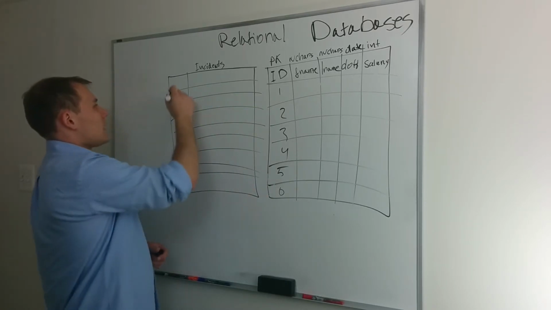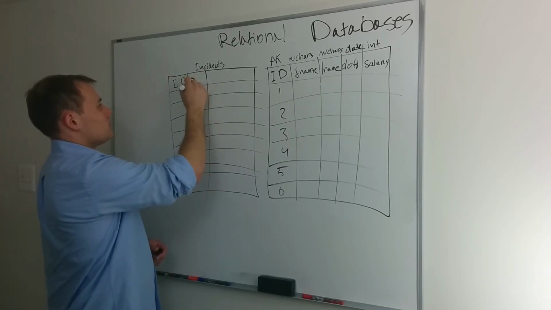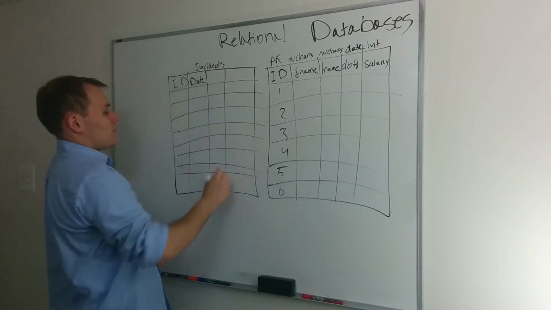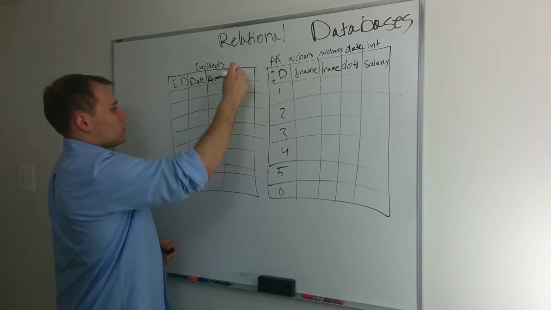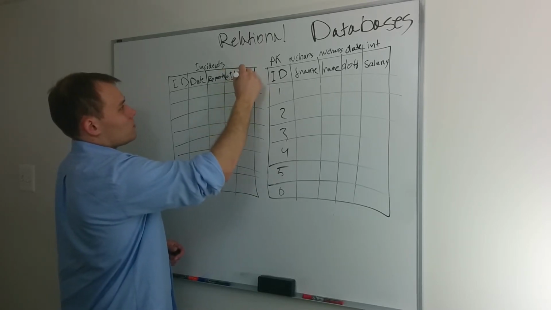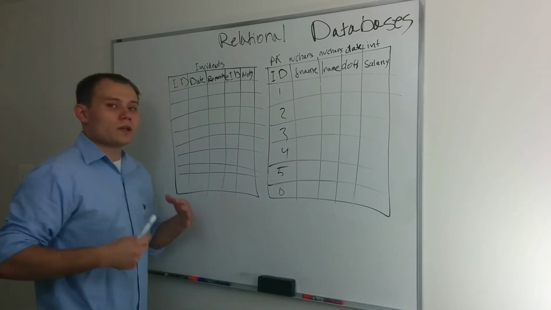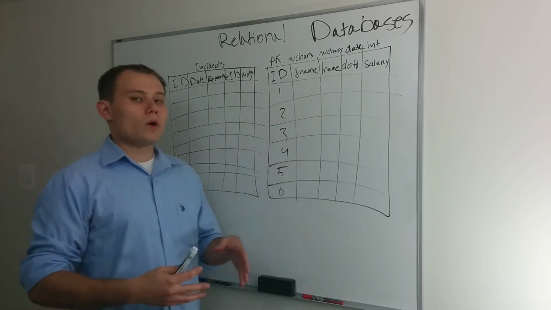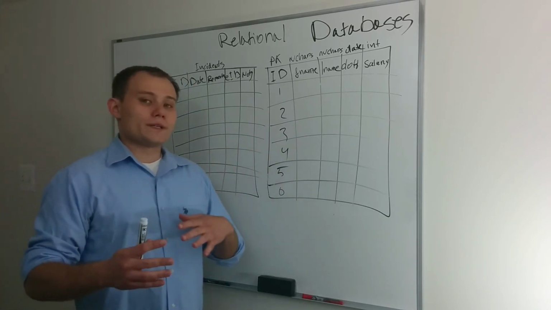The first column will be ID. Then you'll have incident date, reported by, you have employee ID, and then you'll have notes. Now, we're not going to go through all these different columns. I just want to illustrate one critical point about databases, and that is different joins.